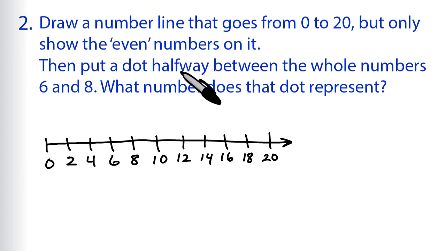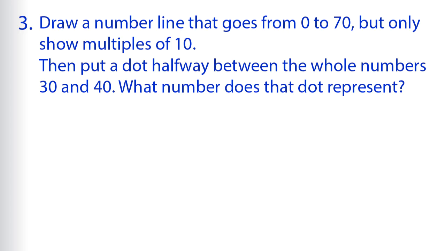And then we need to put a dot halfway between the whole numbers 6 and 8. All right, so it's halfway between 6 and 8, but remember these hash marks show 2 units each, so halfway between is 1 unit, so this dot right here represents 7. So I'll draw an arrow to it. It's 7.